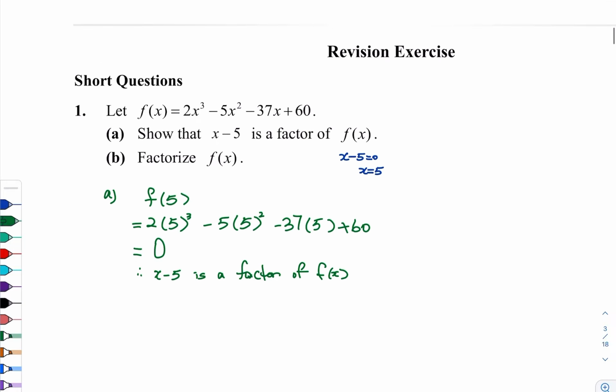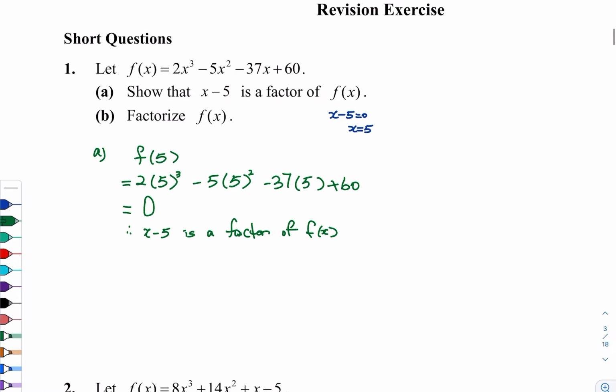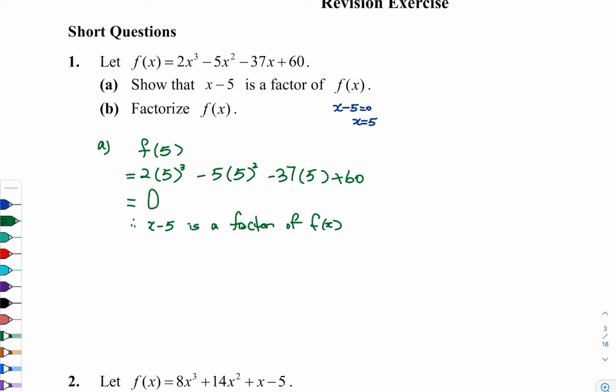Okay, until here. Then how about part B, factorize? What does factorize mean? Factorize means in the last answer, you need to have brackets. If there aren't brackets, then it's not totally factorized. So how do I do this one? I don't know this one.